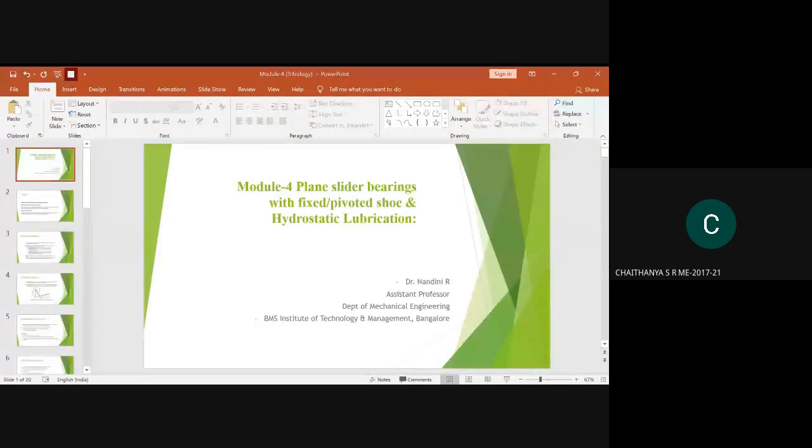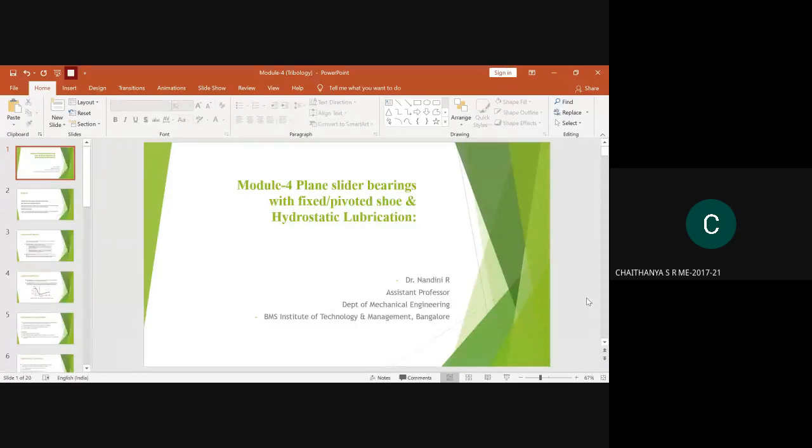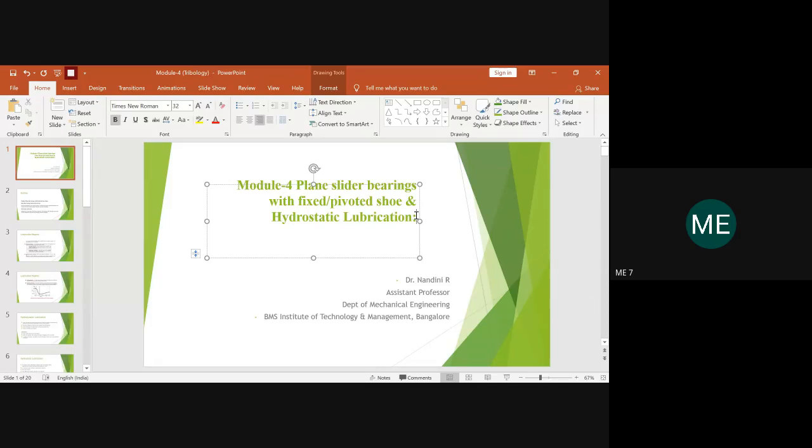Plain slider bearings with fixed or pivoted shoe and hydrostatic lubrication. Yes, so this is the part you will be dealing with. You have two bifurcations here: one related to plain slider bearing, another related to hydrostatic lubrication. In the 2015 scheme, they had only hydrostatic lubrication. Even in module 3, only half the part was there.